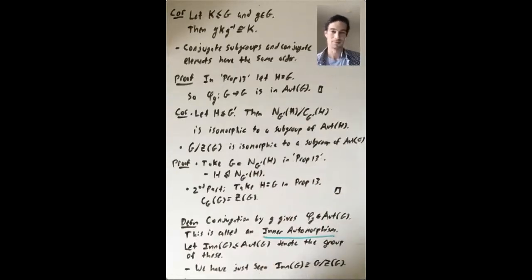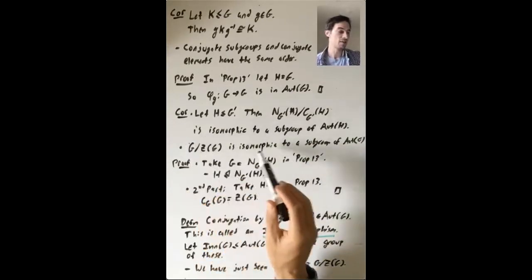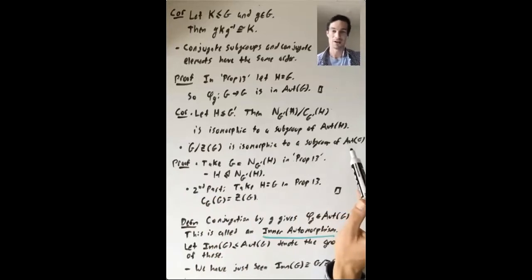in the whole group. OK, and for the second part, we're going to take our subgroup H to be our whole group G in this proposition. And now what is the centralizer of G in itself? That is the definition of the center. So what the proposition now says is G mod the center is isomorphic to a subgroup of Aut(G).